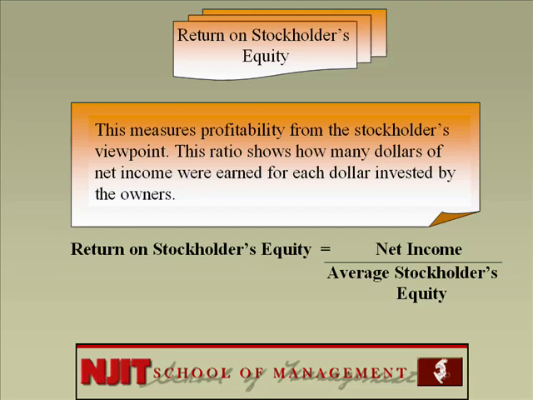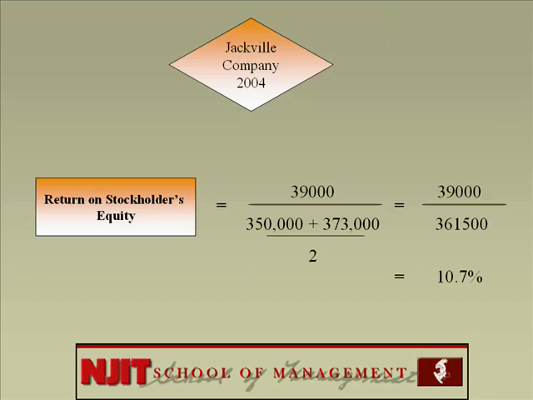Are you ready? Here's the answer. The net income is $39,000. To get average stockholders' equity, you add the beginning stockholders' equity, you get it on the balance sheet, the ending stockholders' equity, divide by 2. That's $350,000 plus $373,000 divide by 2 in the denominator. The answer is 10.7%. What does that mean exactly?